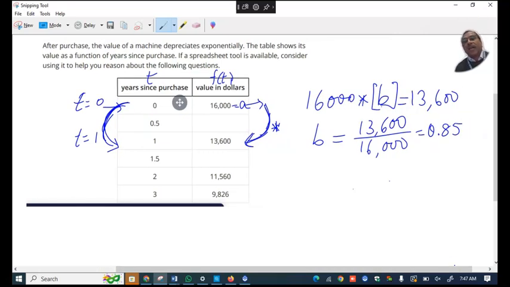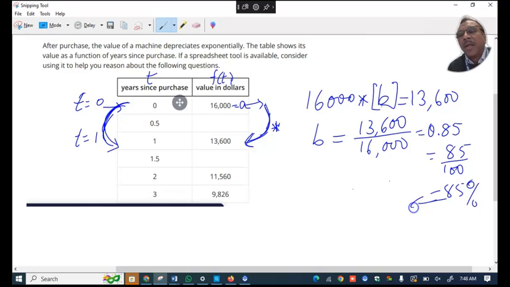So that's the decay factor. This is not a growth factor because the numbers are decreasing, right? Remember, this is actually 85%. It is 85 divided by 100, which is 85% value. 85% of the value stays. What does this mean? 85% of the value retains. Retains means also stays. So far, so good.